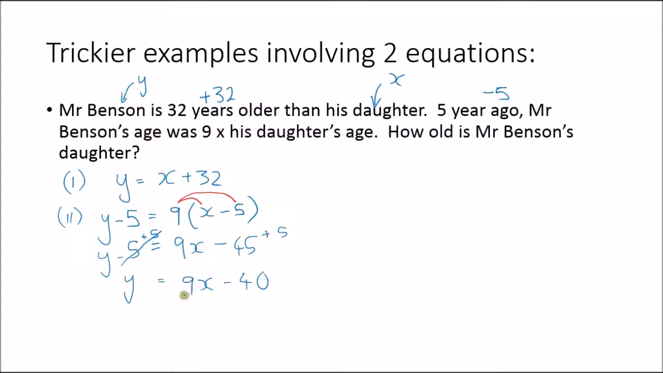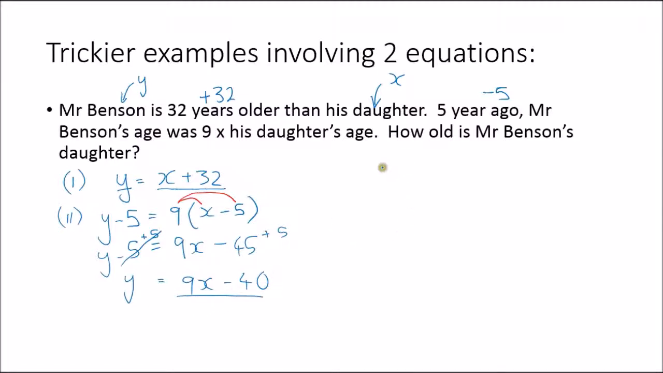Now what we can do with these, and this is the whole trick with simultaneous equations, is to remember that y represents my age at the moment. And so y is the same value in this equation as it is here and here and here. So at all points in both these equations y is the same. What that also means is that if y equals x plus 32, this y also equals x plus 32. Which means that x plus 32 must also equal 9x minus 40.